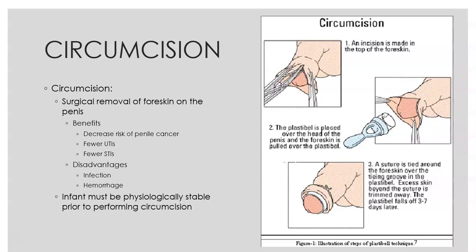So with the circumcision, they leave that plastic ring you see in the bottom of the picture on, and that stays on until it falls off at home. So it's just a plastic ring that holds that skin back and then helps that skin fall off.